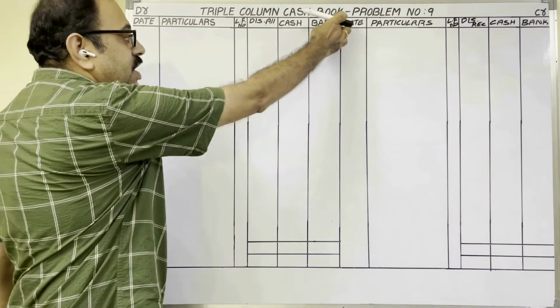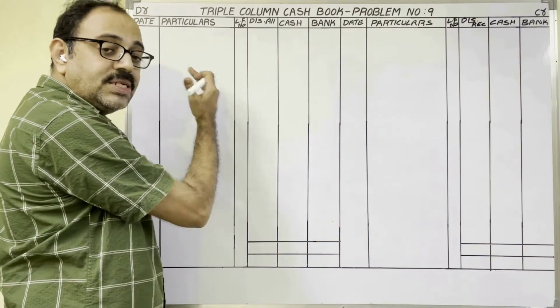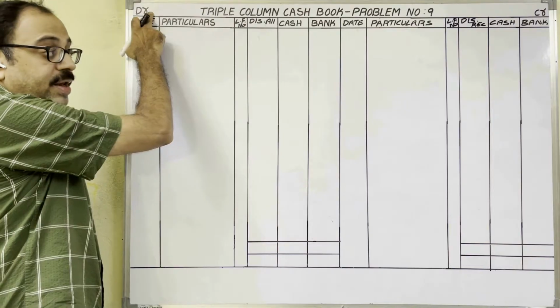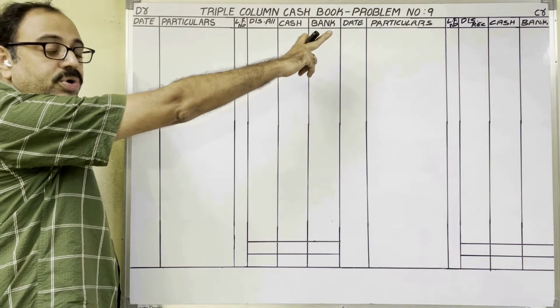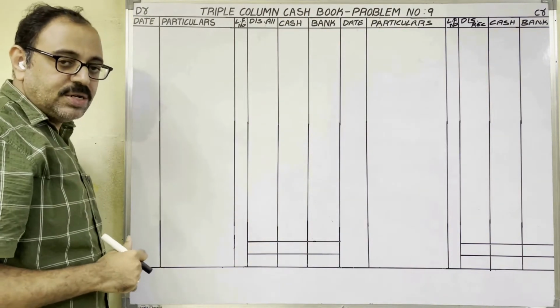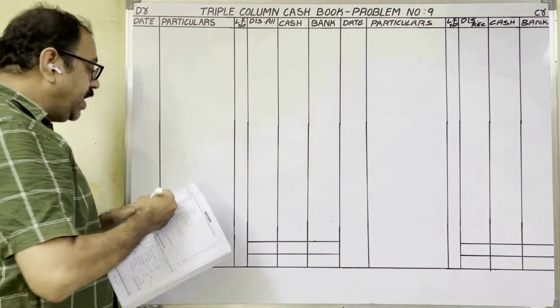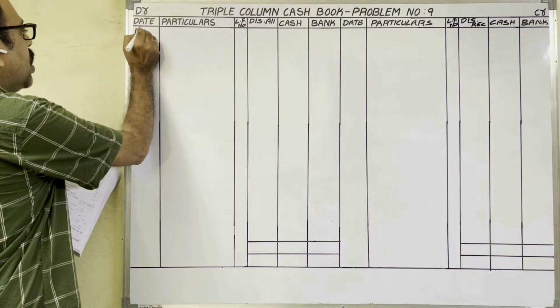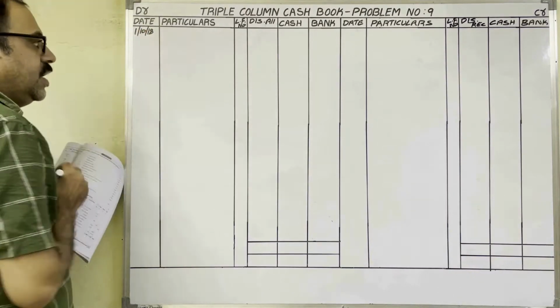So this is the center line. The left side is known as the debit side. To indicate that, we should write the DR symbol. The right side is known as the credit side. To indicate that, we should write the CR symbol. So on the debit side, in the date column, for the opening balance date we should write 1st October 2018.